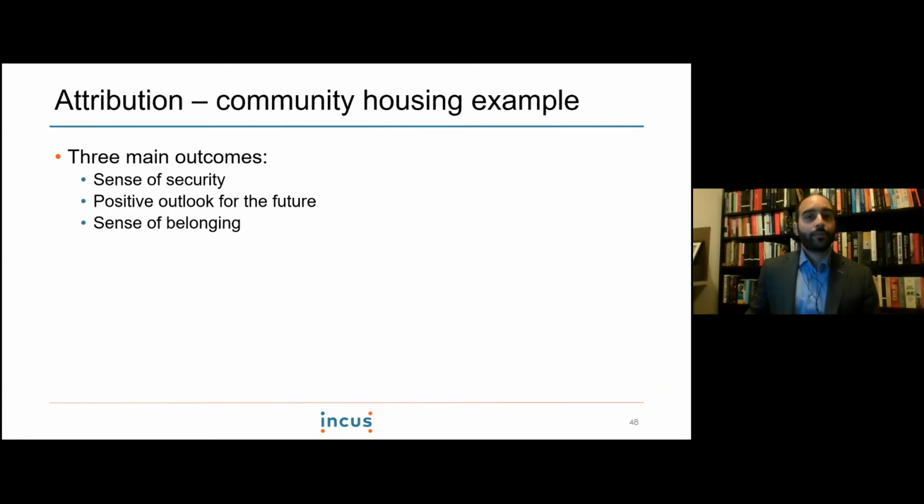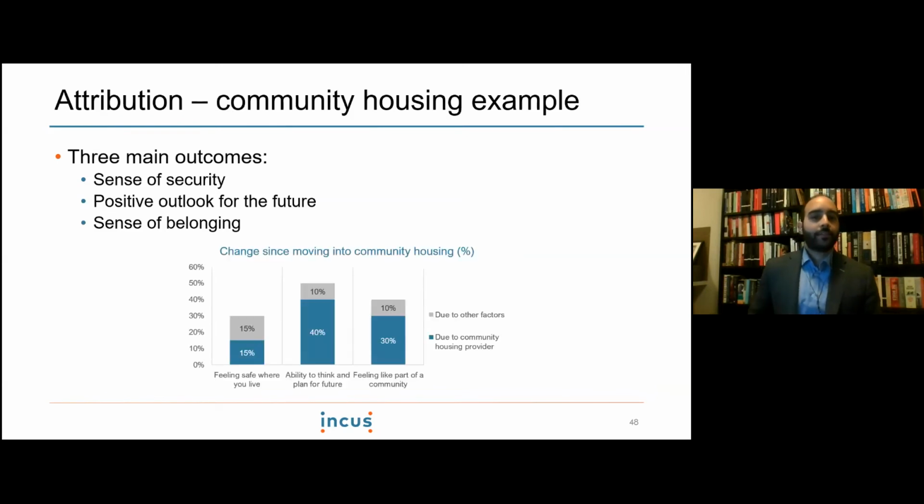So just to show you what we might have done using that quantitative step is that community housing example. We found out that there was 3 main outcomes: a sense of security, positive outlook for the future, and a sense of belonging. So we surveyed people before they came into the community housing project, and we surveyed them a year in. And we asked them how much change there'd been in these areas and how much they attributed back to the provider. And these are the results we found at the time.